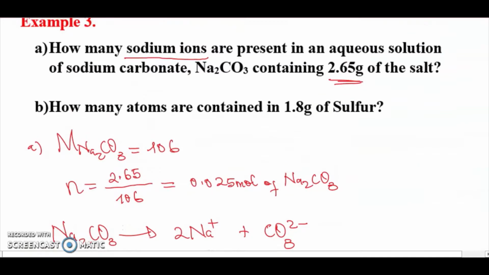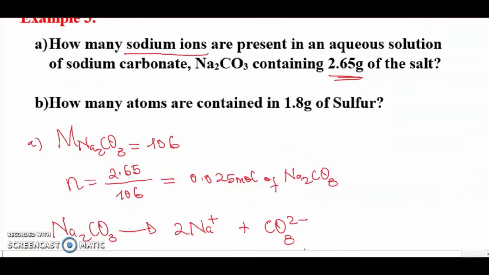Let's look at the next. How many atoms are contained in 1.8 grams of sulfur? Note that the chemical symbol of sulfur is S, uppercase S. How many atoms are contained in 1.8 grams of sulfur? Let's see.